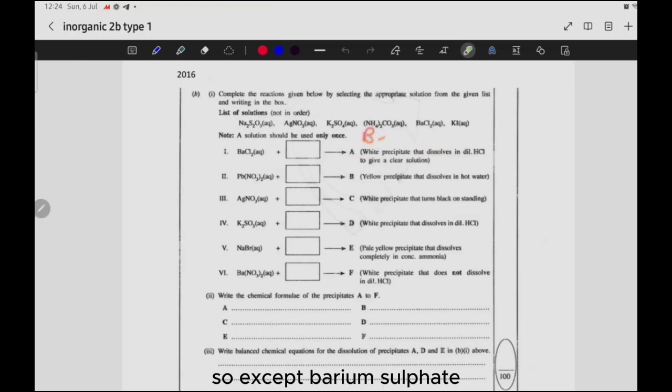So except barium sulfate, all others dissolve in dilute HCl, right? Only barium sulfate doesn't dissolve. So this will keep it aside, right?